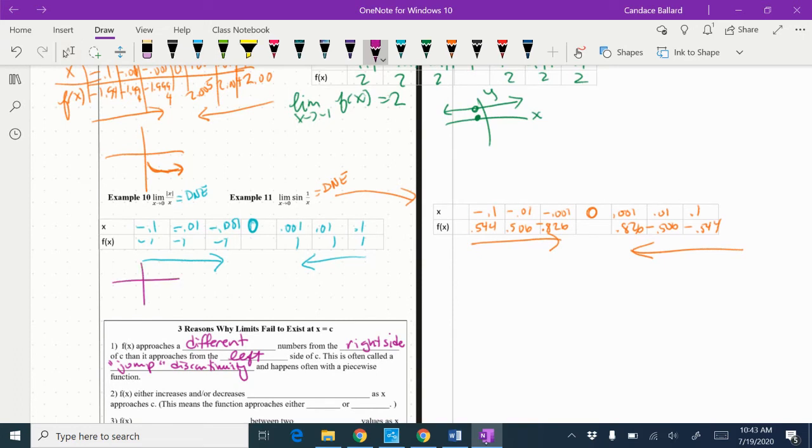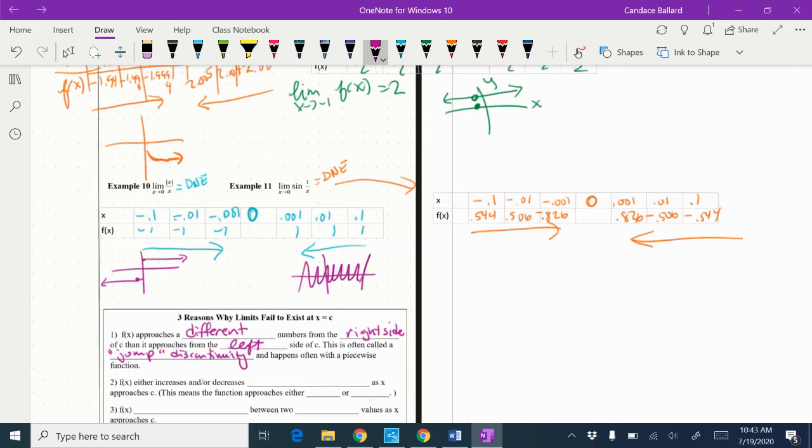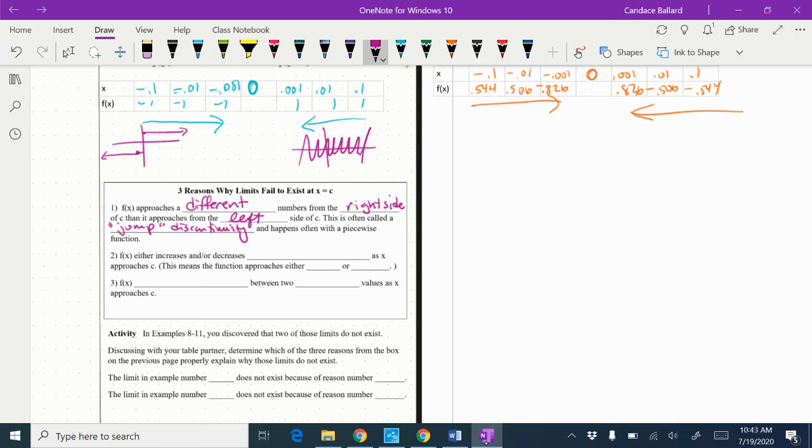This one here was something like this, right? Something like that. And then this one it was going to go crazy like that, right? It was oscillating all over the place. Okay. So this run right here would have been an example of that first one. Example of number 1.